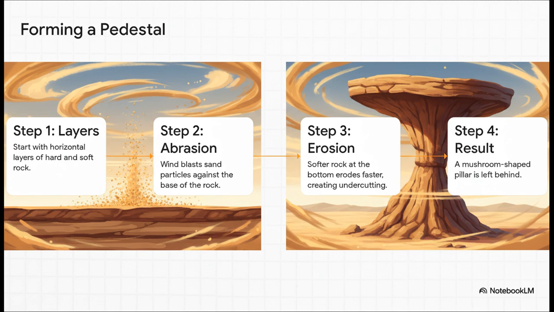Now, the secret to its shape is actually pretty simple. Wind can't lift those heavy sand particles very high off the ground. That means the sandblasting effect is way more intense near the base. So it just chews away at the softer rock down low, while the harder rock on top stays more or less intact, leaving this iconic top-heavy shape that can be up to 15 meters high.